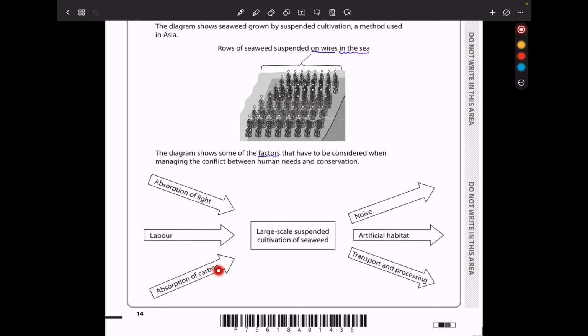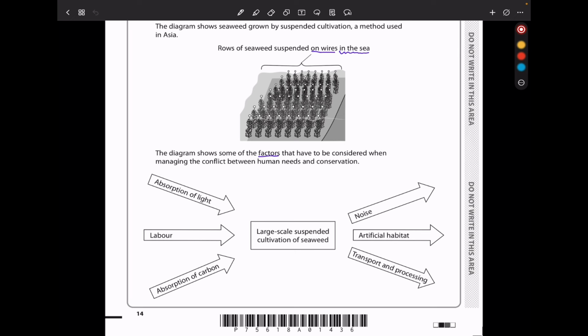Absorption of carbon dioxide. Cultivating seaweed is going to decrease the CO2 concentration in the atmosphere. Noise. We saw they use machinery, and then the people who are going to be working on the seaweed, the noise pollution could affect the organisms that live in the water. The artificial habitat, this could be both advantageous and not, but the seaweeds that are grown are going to act as an artificial habitat, which allows for organisms to thrive.